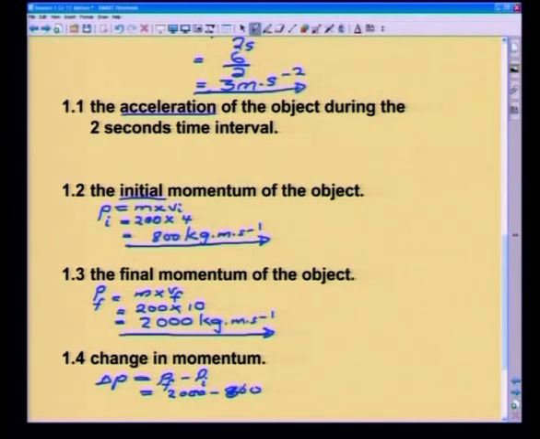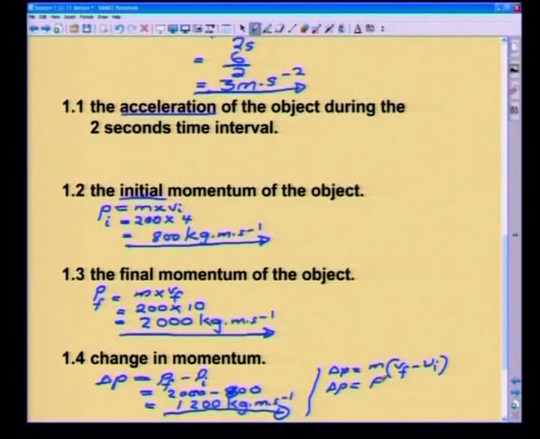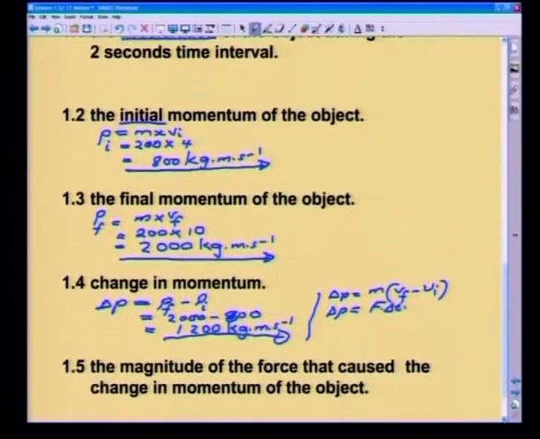Oh, sorry, that is 800. And this gives us 1,200 kilograms meters per second. Now, quickly understand that this change in momentum is still the same as m into v final minus v initial, and if you use that, you will still get the same answer. Also, remember, delta P is also given by F times delta T. Let's see, maybe the last one is going to talk to that.